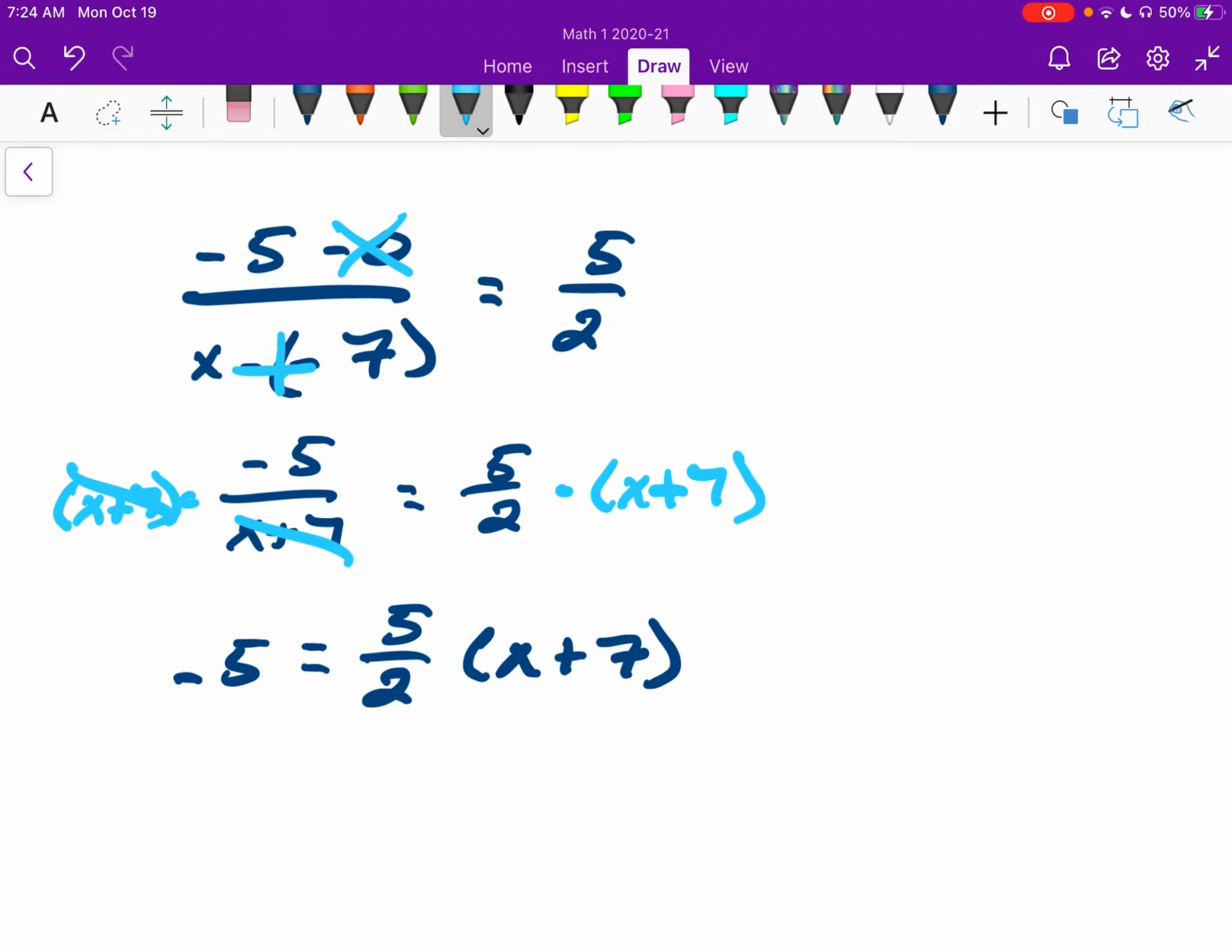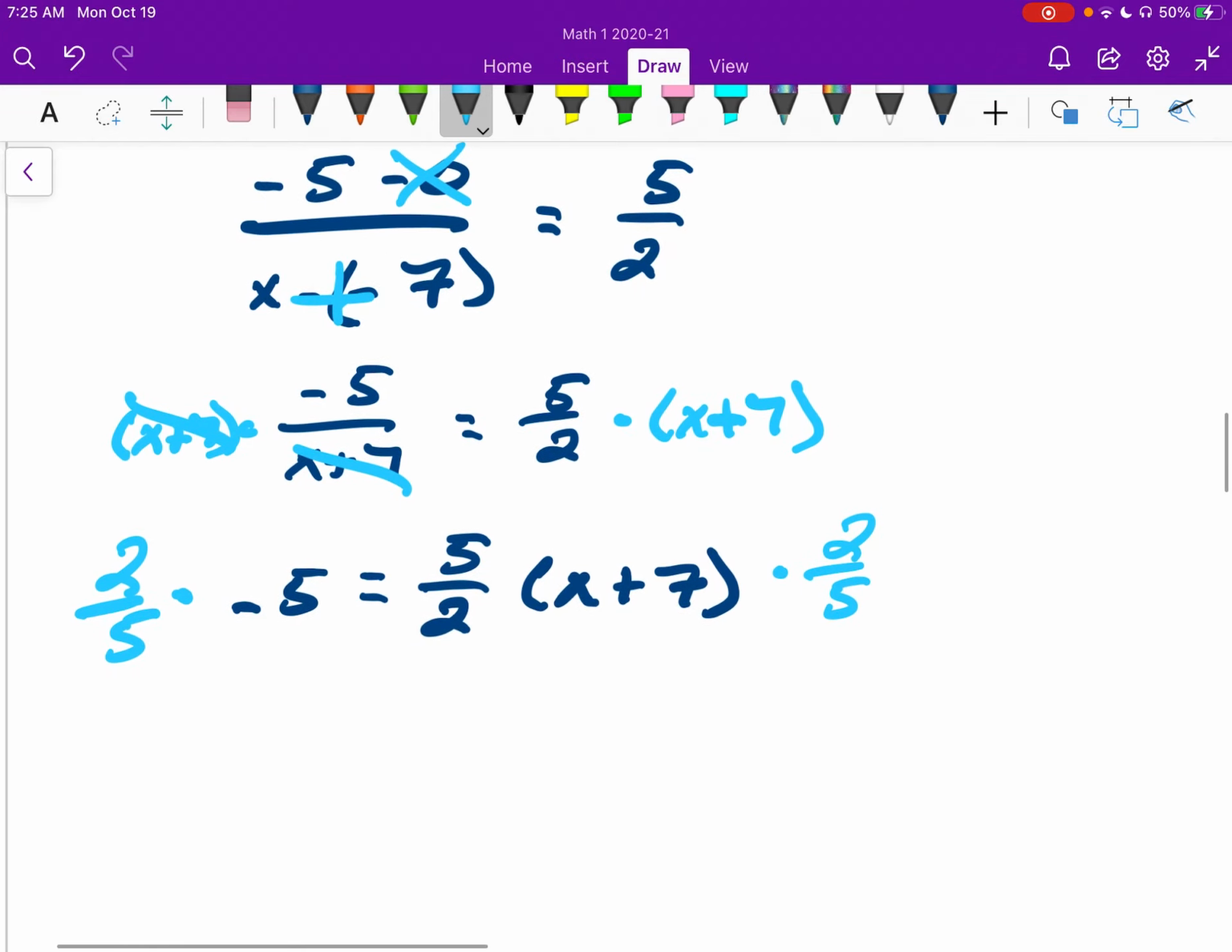Now, as I've said before, there are lots of different ways to proceed from here. I think the fastest and the quickest way is to multiply by the reciprocal. So I'm going to multiply by the upside down version of this fraction there. So that is 2 over 5. And what that does is that cancels out these two guys. And on the left here, my 5 on top and my 5 on bottom can cancel. But we can't forget our negative, so I have a negative and a 2. So it's going to be negative 2 equals, and I have x plus 7.